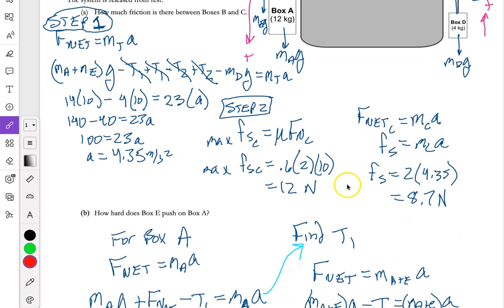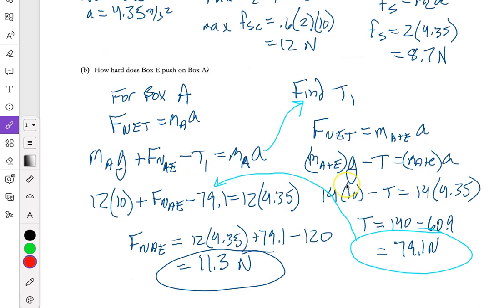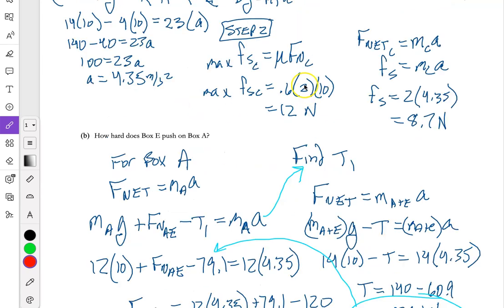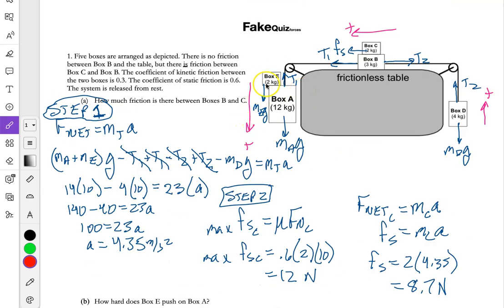For the next part, they want to know how hard does box E push on box A. For box A, we know the net force is equal to the mass of A times A. And so I'm going to do mg down, which is positive. And I also have a normal force from E on A. And so I'm going to draw that in, and that would be a normal force right here.